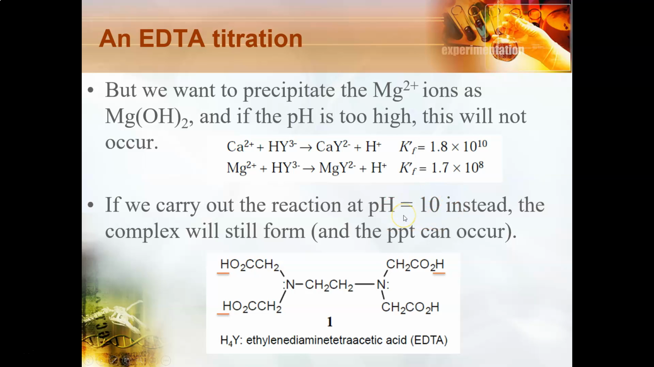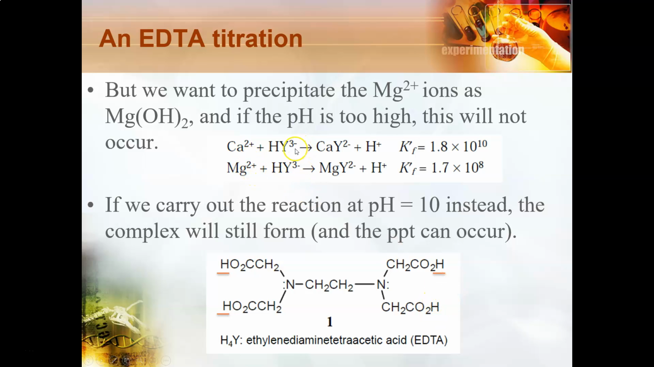So say pH around 10. And here, instead of having the Y4 minus, we have HY3 minus. So what that means is these 1, 2, 3 protons come off, and that proton is still there. But remember from the diagram I showed you before, that's not involved in the complex anyway, so it doesn't matter.